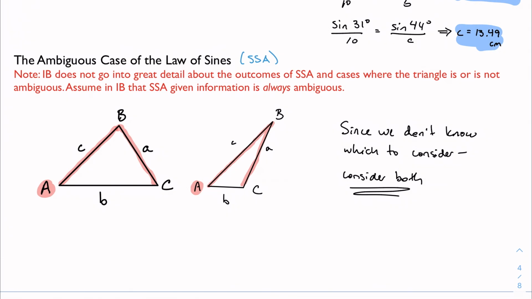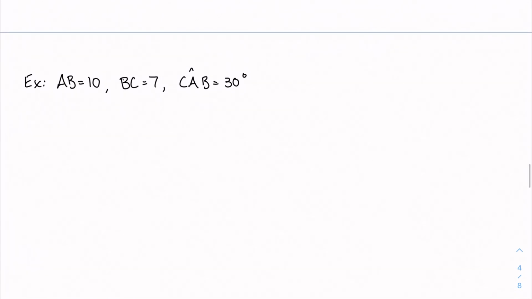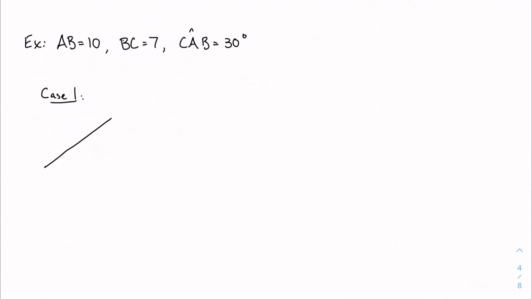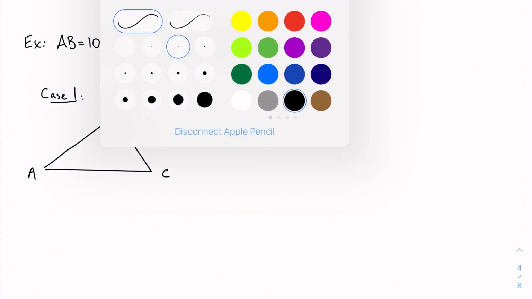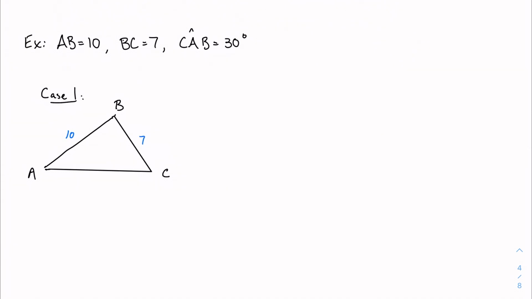So here's my example. And this time I've chosen to use a little more of the IB notation, where I'm listing sides by their segments, and I have this new looking angle notation that maybe we're not as familiar with. But I can take this information and draw it in two different ways. So here is my first case, there you go, A, B, C, where I know that the length of AB is 10, the length of BC is 7, and the length of CAB is 30.